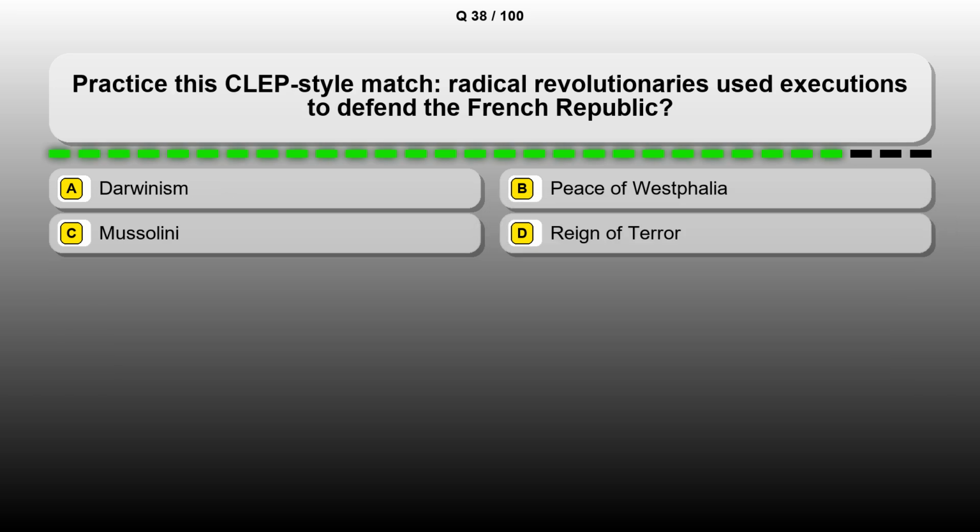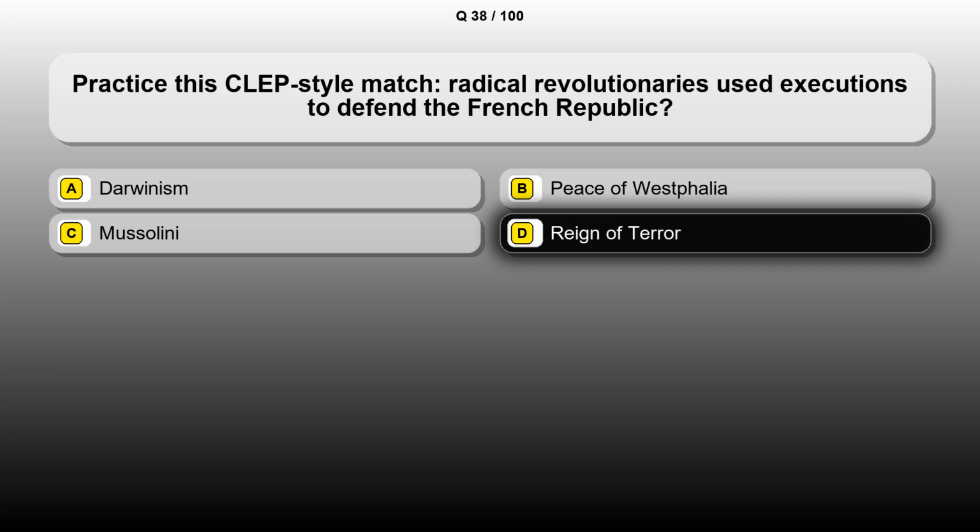Question 38. Practice this CLEP-style match. Radical revolutionaries used executions to defend the French Republic. Option A, Darwinism. Option B, Peace of Westphalia. Option C, Mussolini. Option D, Reign of Terror.